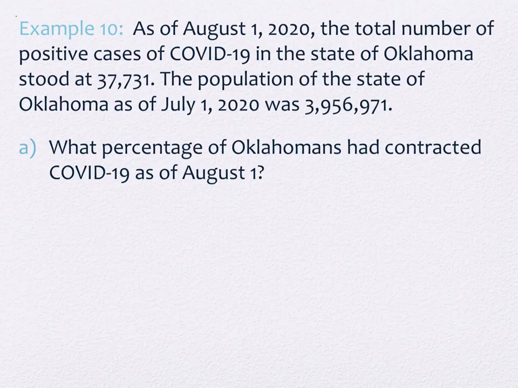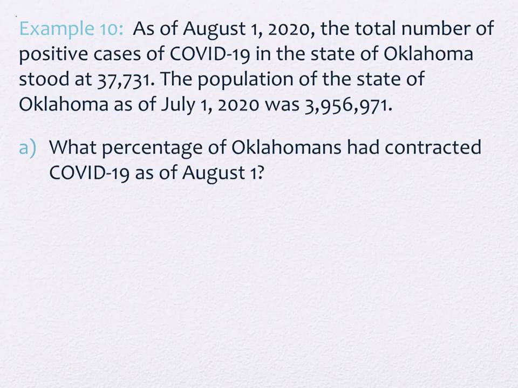So this is actually coming from real data. As of August 1st, 2020, the total number of positive cases of COVID-19 in the state of Oklahoma stood at 37,731. The population of the state, the closest date I could get was July 1st. So we're going to just be okay with the fact that these are about a month apart, okay? Some people died, some people were born. It's probably a wash. Are we agreed on that?